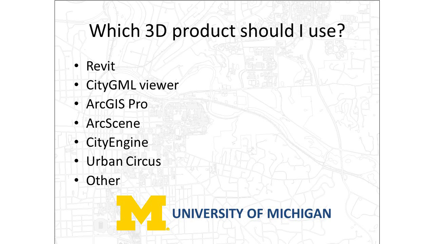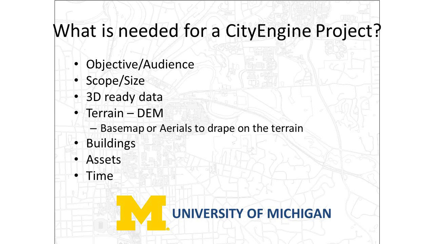CityEngine, from all the demos and everything, looked like it was a pretty good product. It could handle large scale areas. And Urban Circus is another product that was looked at, and actually our AEC group did pursue the Urban Circus path. The jury's still out on whether we're going to pursue Urban Circus from the AEC side. And there's a lot of other products out there.